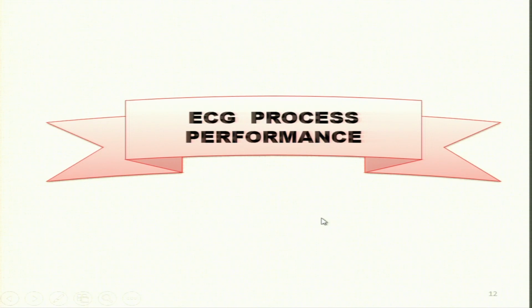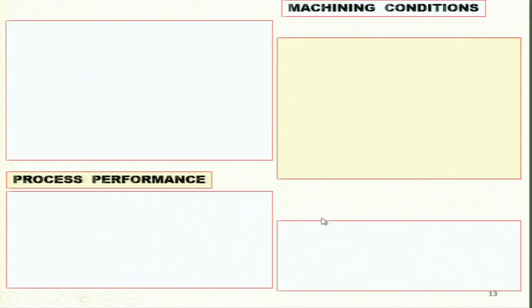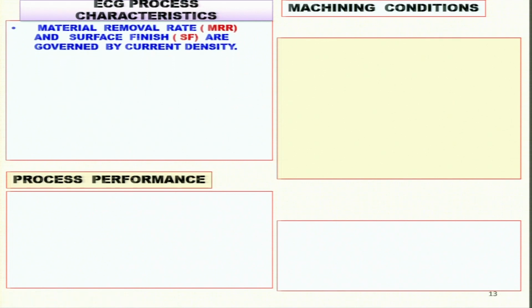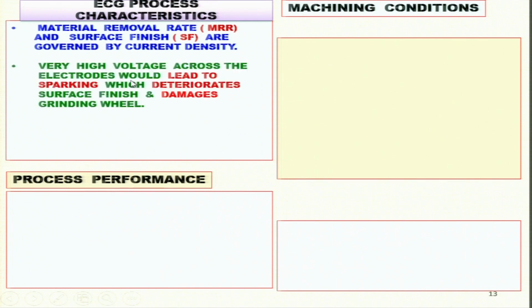Process performance of electrochemical grinding process. ECG process characteristics. Material removal rate and surface finish are governed by current density, because you must have studied in electrochemical machining that material removal is directly proportional to the current value.